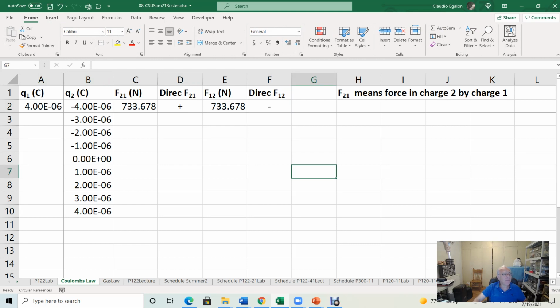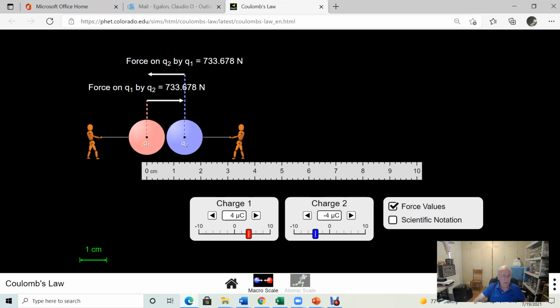And now I'm going to increase the value of charge. Increase, right? Because it's becoming less negative. Becoming less negative. So let's go to minus 3, and here you go. The force changed, decreased. We are decreasing the value of the charge. The distance is kept constant, and the force should decrease as well in magnitude, 550.58.